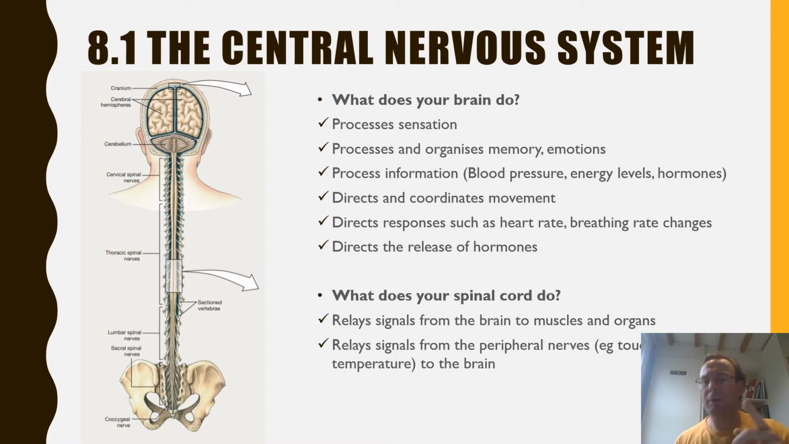So the spinal cord takes signals from the brain and allows it to communicate with those peripheral nerves to affect movement. And it also allows the communication of signals from the periphery upwards towards the brain.